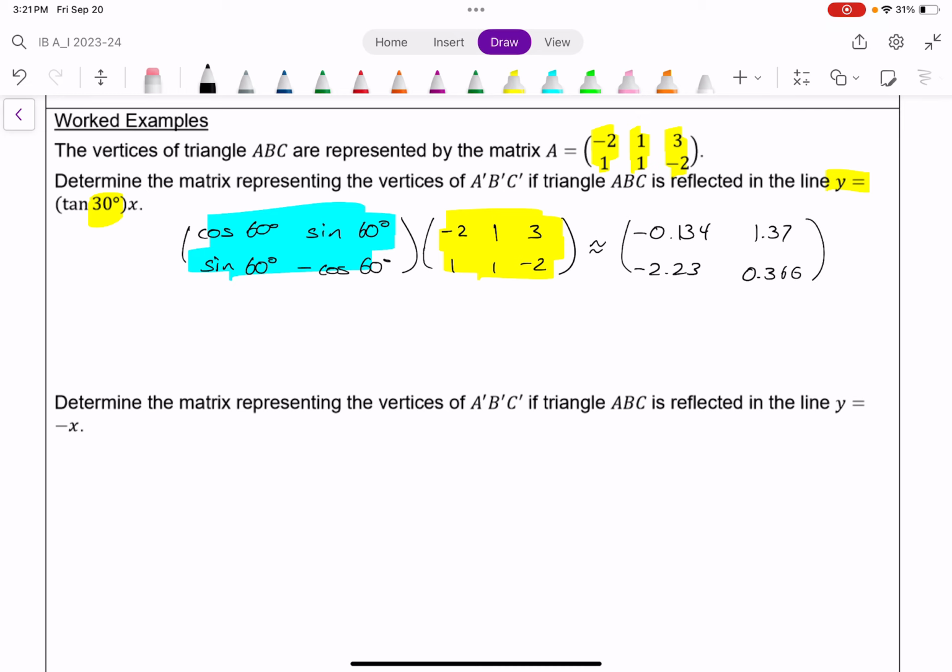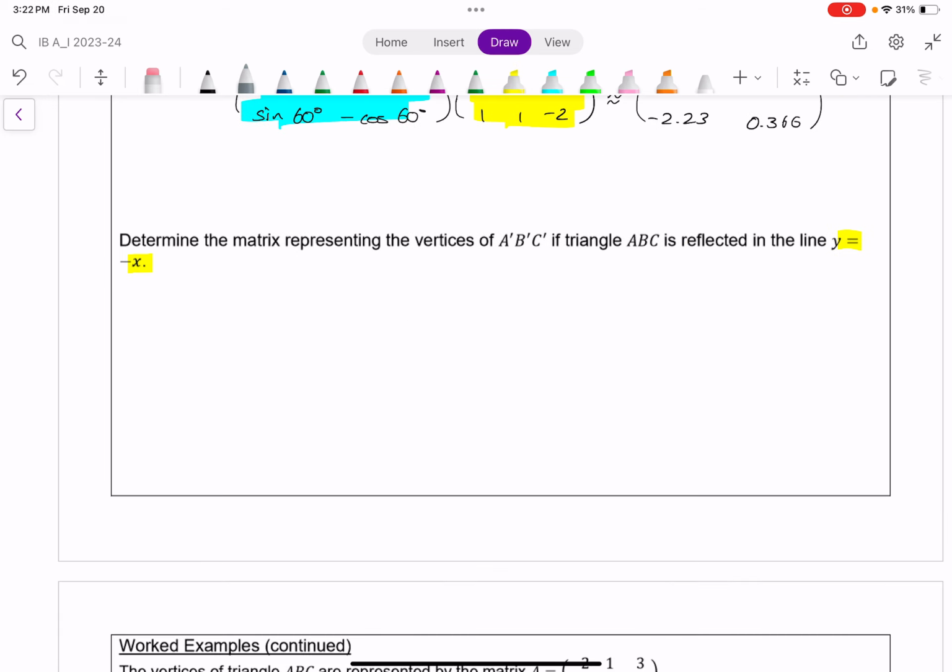All right, so same idea for the next one, but instead of being given the angle directly, I have the angle indirectly told me. It's y equals negative x. So let's think what that looks like. The line of y equals negative x. I'll make a quick little visual here. So that looks like roughly this. That's the line of y equals negative x. So what matters to us is what's this angle from here to here? Well, that's negative 45 degrees.